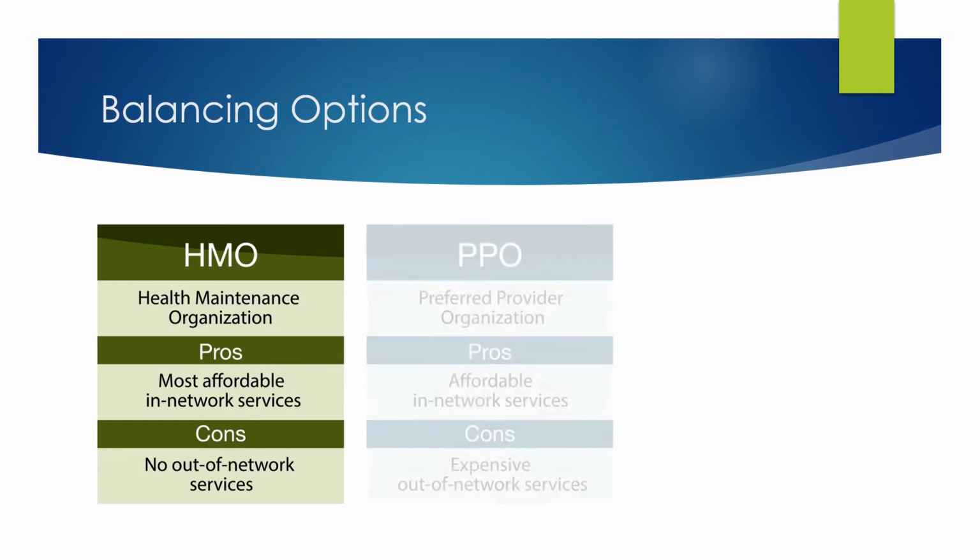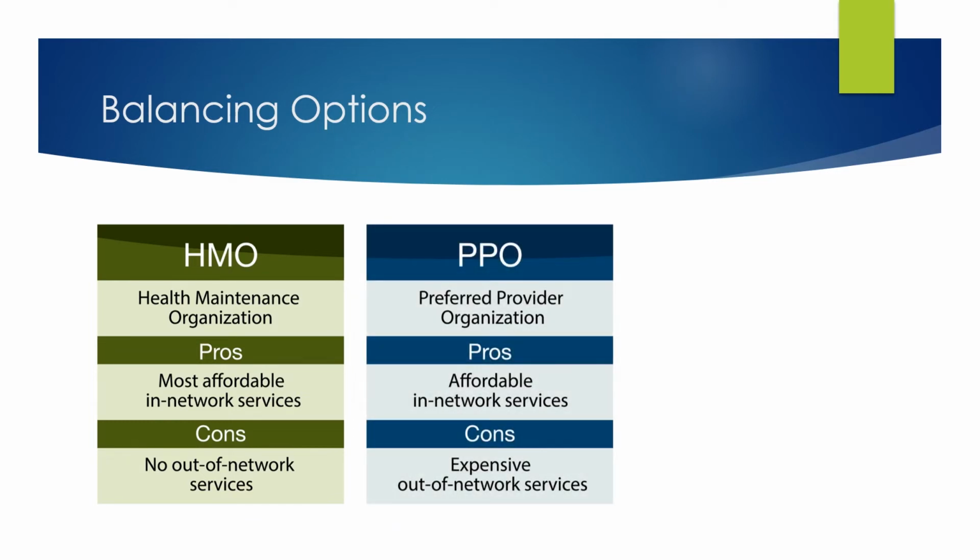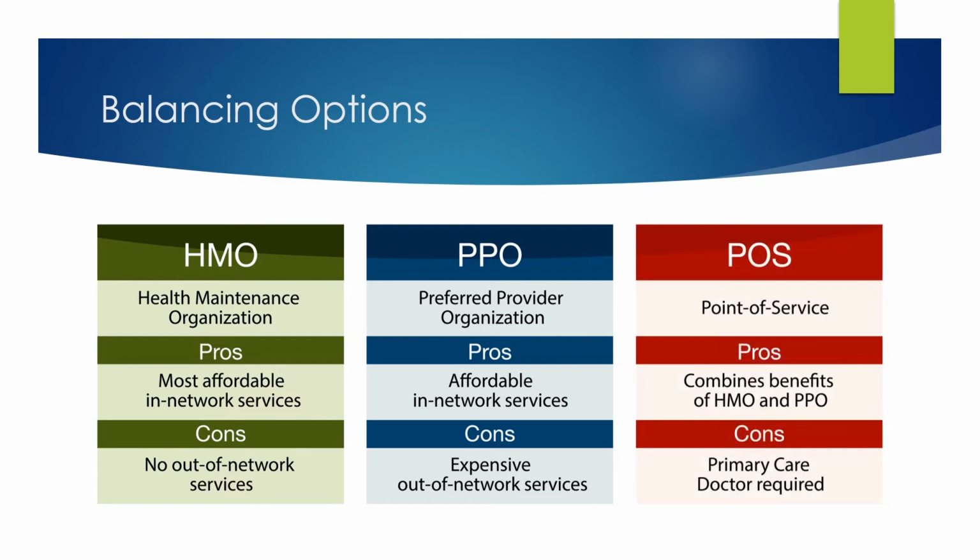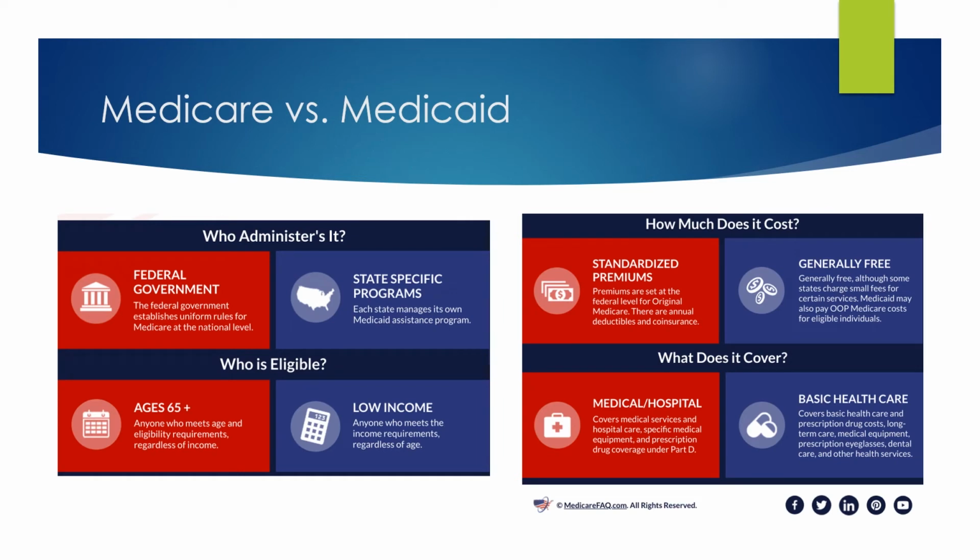So very similar. Now, PPOs are larger networks and patients can go out of network without a referral, but oftentimes this requires a higher premium or higher deductible. So while the in-network services are affordable, it can get expensive quick if you're going out of network. Last, the point of service or POS plans are the hybrid between that HMO and PPO plan. Now, you don't need a referral and can go out of network, but you need to file claims of out-of-network care yourself, and oftentimes these have higher deductibles. All right, let's go to the next slide.